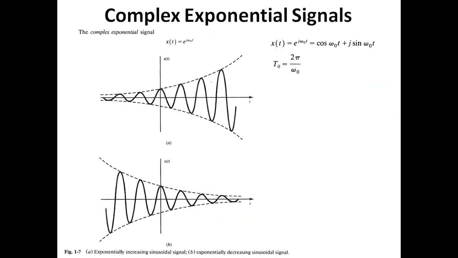Now coming to the complex exponential functions. The complex exponential function is given by x(t) = e^(jω₀t), which can be broken down into cos ω₀t + j sin ω₀t. You can have exponentially growing or exponentially decaying signals, and this kind of signals are regarded as the complex exponential signals.